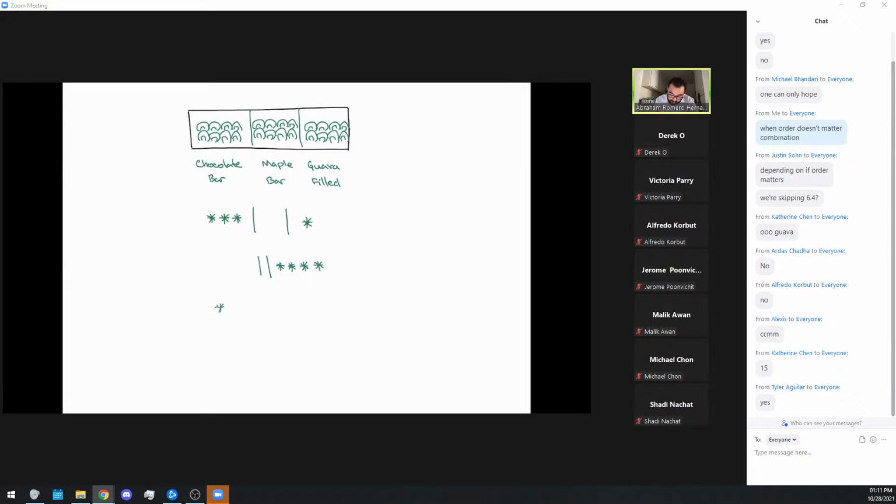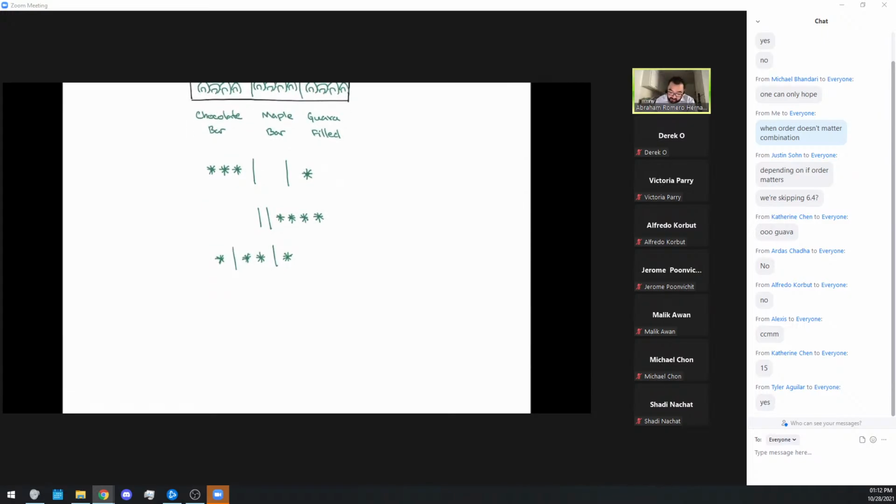Or you could select 1 from the chocolate bar, 2 from the maple bar, and 1 from the guava fill one. You could have had that picture as well. So this is saying you selected one from chocolate, two from the maple, and one from the guava. In the end, you still got 4 donuts. There's that possibility. Or there's a possibility of saying you selected all maple.